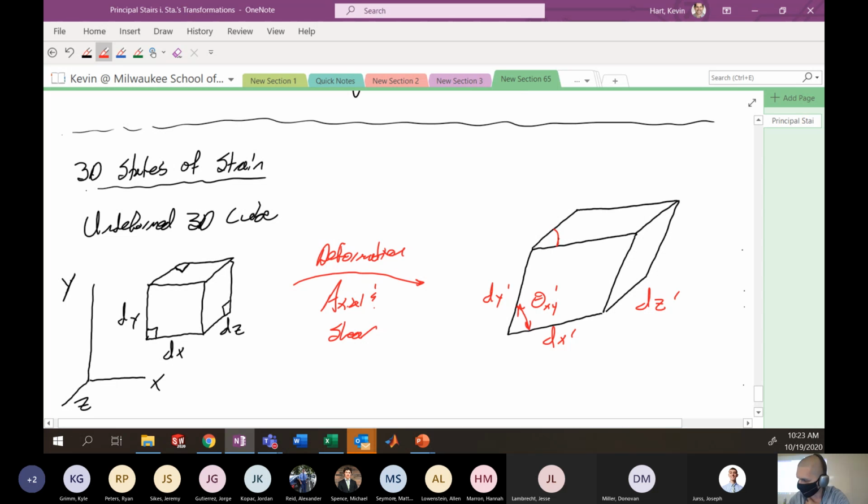Maybe let's call this guy up here theta prime xz. This angle that's sort of made in this xz plane. And then we also have a theta yz, which will sort of be here.